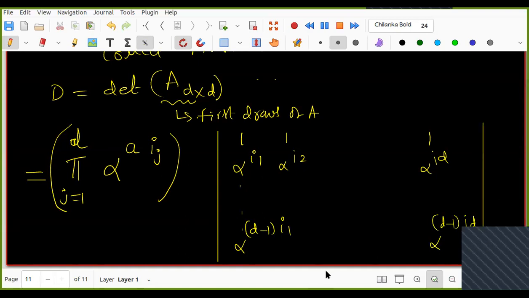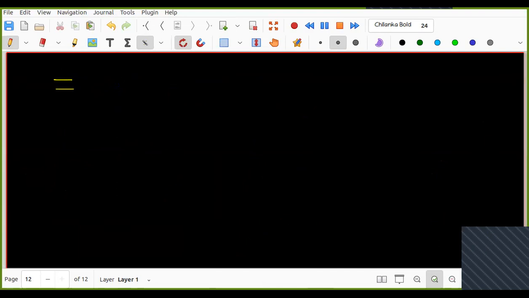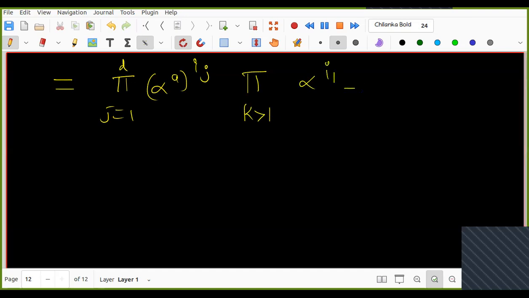Yes, sir. So now you know that this determinant is equal to the product over j equal to 1 to D of alpha power A I j, multiplied with the product over k greater than l of alpha power I k minus alpha power I l. I took j here, that's why I'm writing k and l here.